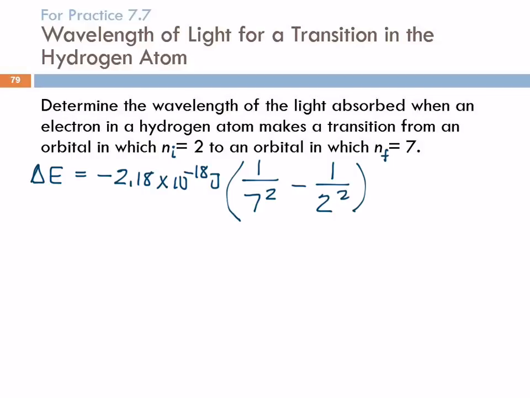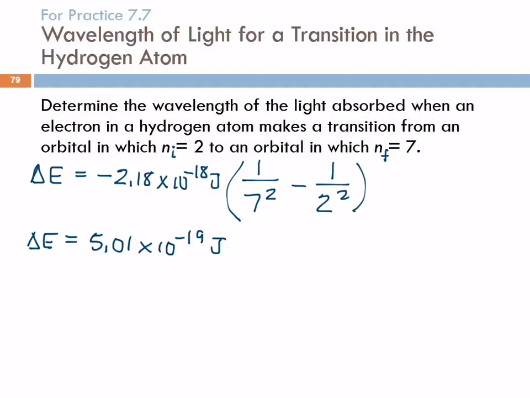So the amount of energy that the atom has to absorb is 5.01 times 10 to the minus 19th joules. It's positive because it's going from the lower to the higher. The atom is absorbing energy.